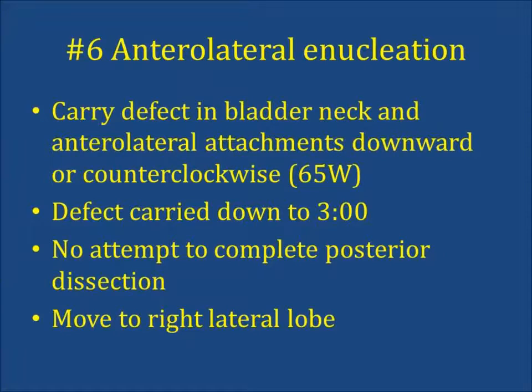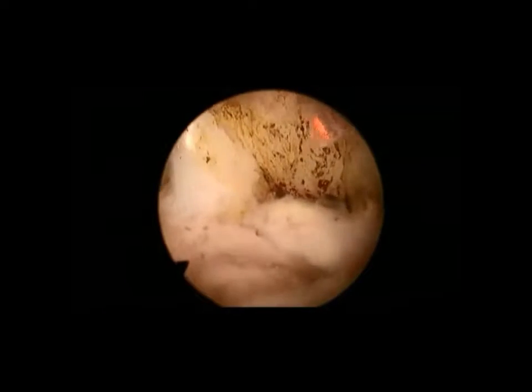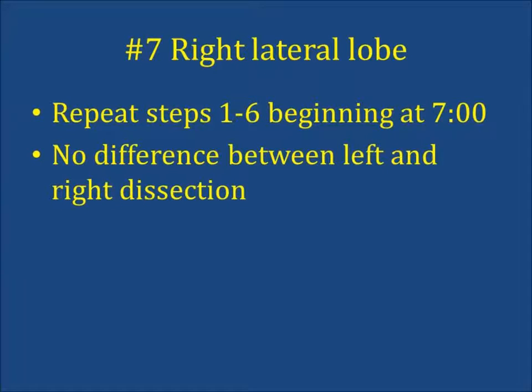In step 6, anterolateral enucleation, we carry that anterior bladder neck defect laterally down to 3 o'clock. Step 7, right lateral lobe enucleation, repeating steps 1 through 6, beginning with 7 o'clock incision.